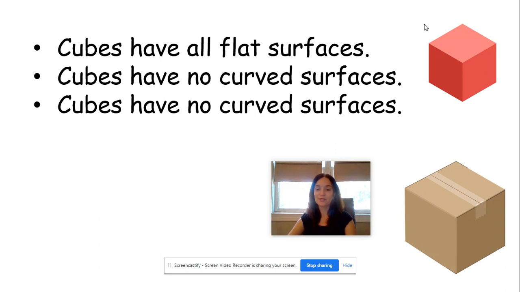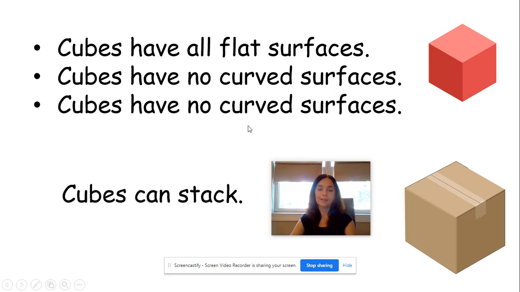And how many curved surfaces? None. Okay, let's think about our 2 questions. Can we stack a cube? What do you think? Cubes can stack. Yes, they can. You can stack cubes on top of each other.